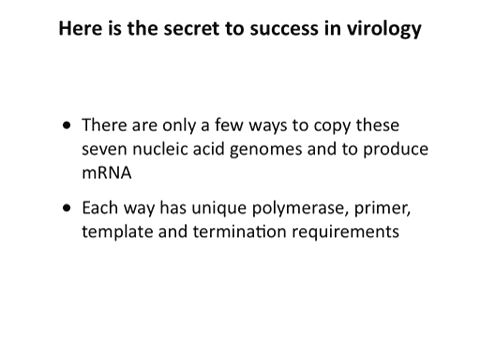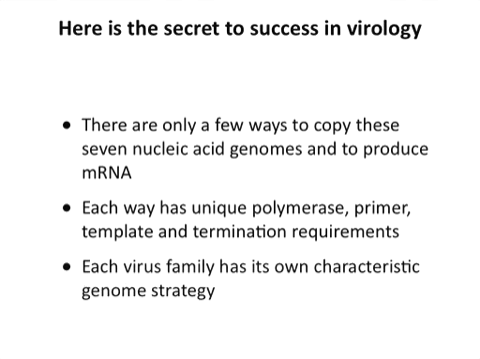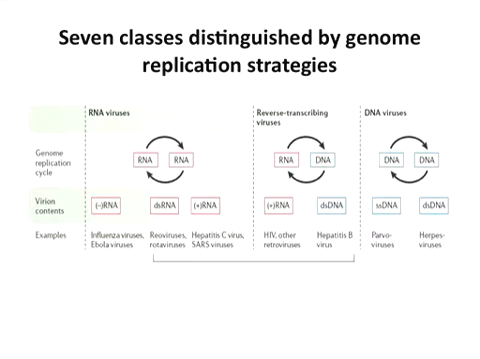Each way has a unique polymerase, a nucleic acid polymerase, a primer, a template, and termination requirements. And these are things we will look at in 2 separate sessions. We'll look at RNA and DNA separately in a couple of weeks. And each virus family has its own characteristic genome strategy. So what will be good for you to do is to not only remember that one of the 7 genome types is double-stranded DNA, but what viruses, the main viruses that we talk about, are in that family. Because that will key you into the way that virus replicates.